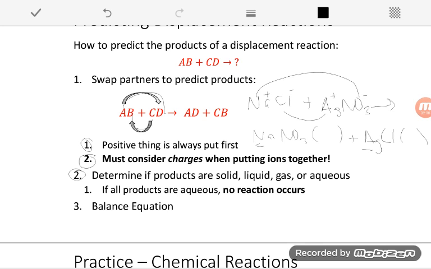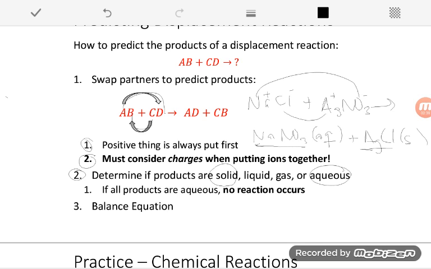Now we determine if the products are solid, liquid, gas, or aqueous. Usually you're just choosing between these two options. So if you end up with an ionic compound, you're just going to check your solubility rules. Sodium, for instance, is always soluble, as is nitrate. So that's going to be aqueous. However, if I check my solubility rules over here, I find that chlorine is usually soluble, except when it pairs with silver. So it's insoluble. That's going to make this a solid. So we use solubility rules to determine if it's solid or aqueous.